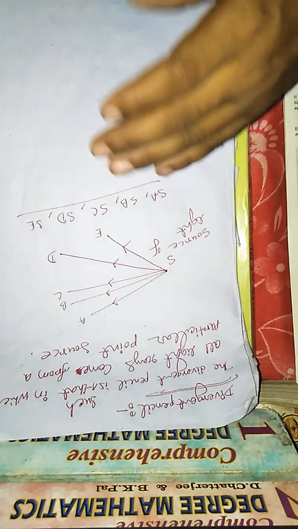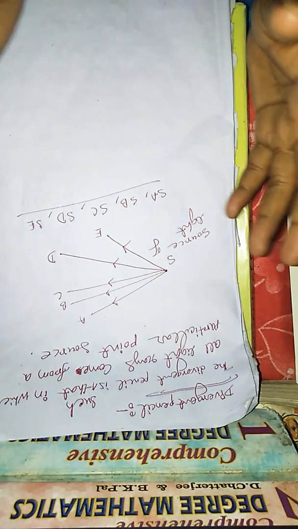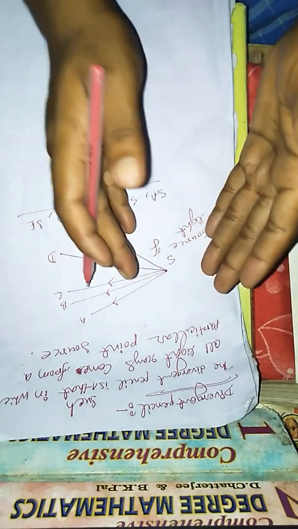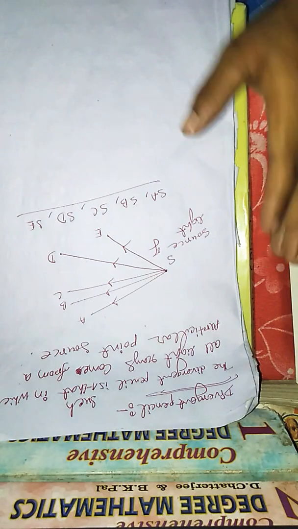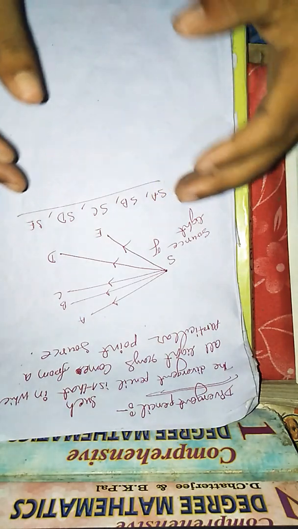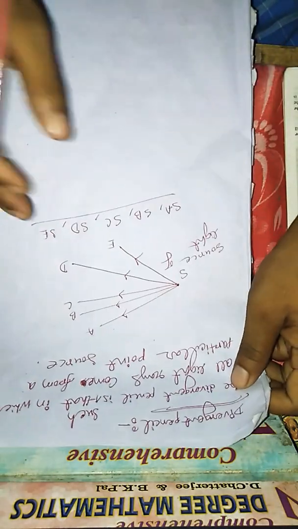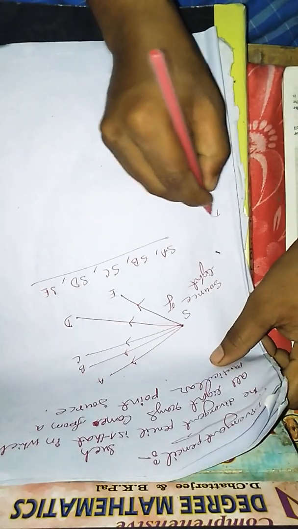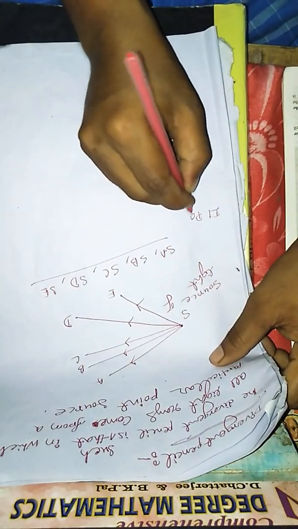So the divergent pencil is like the opposite of the convergent pencil. Divergent means spreading. Here you can see that all light rays spread from the point source S. But in a convergent pencil, all light rays go to meet. So the divergent pencil is opposite to the convergent pencil. Now our next topic is the parallel pencil.